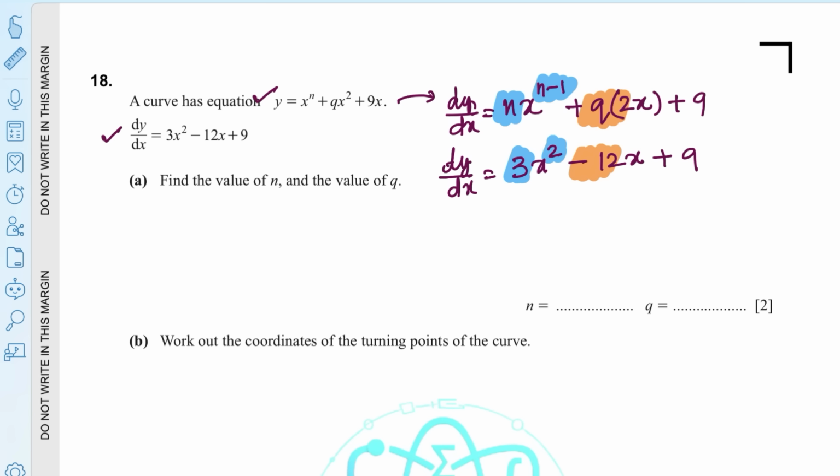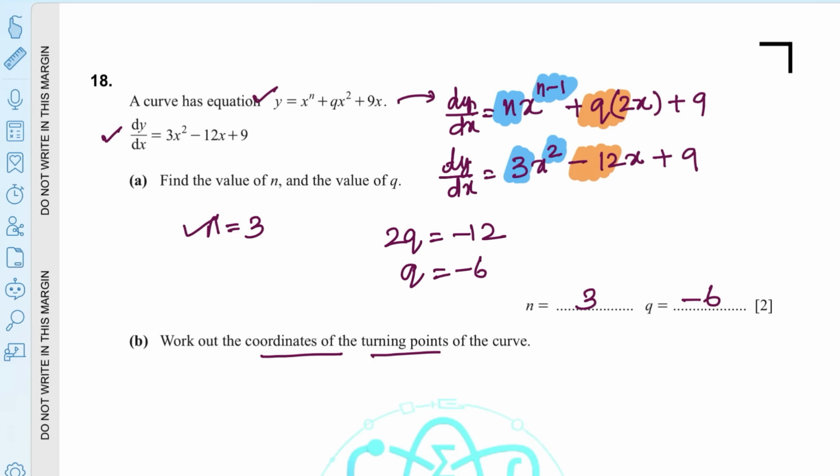So yes, we got this. So we can say n equals 3 here. That part is clear, that is easy. Now we can say 2q equals minus 12. Okay, be careful, negative sign. So divide 2 on both sides, that equals minus 6. So q equals minus 6. Is it okay? Right. Next, work out the coordinates of the turning point of the curve.